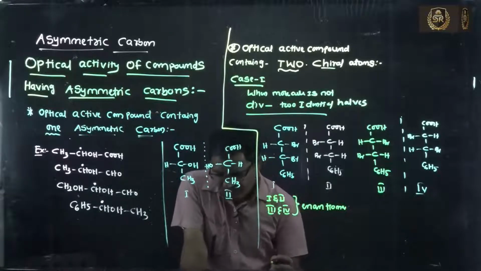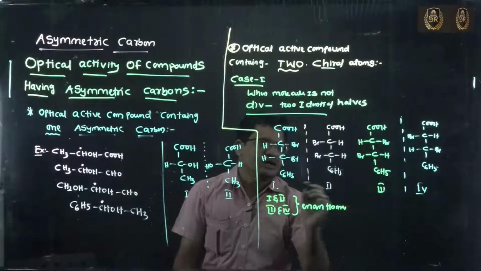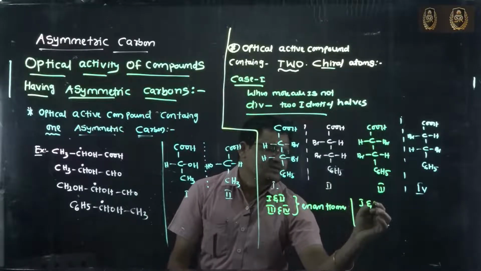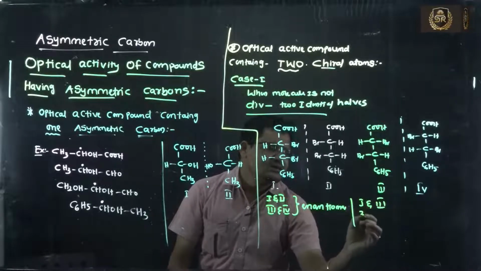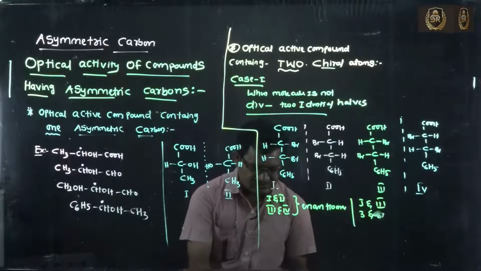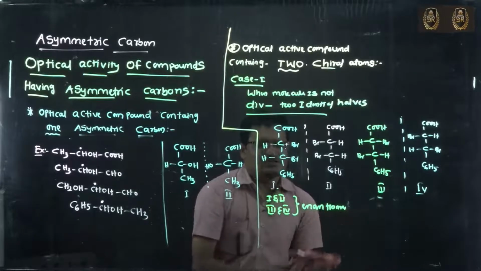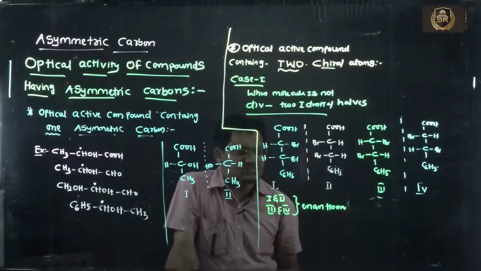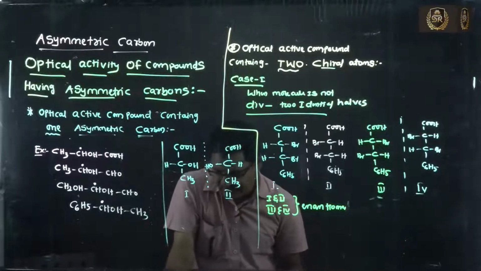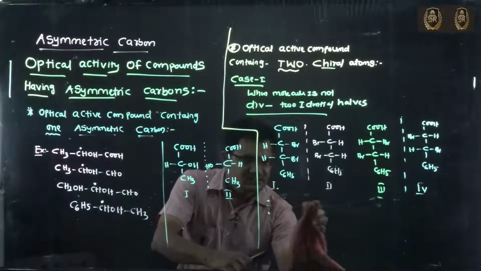But in this one, 1 and 3, and 3 and 4 are racemic mixtures. In this equation, 1 and 2 are mirror images of each other, and 3 and 4 are mirror images of each other, and those are called enantiomer pairs. Now, in this example I am explaining a very interesting concept.